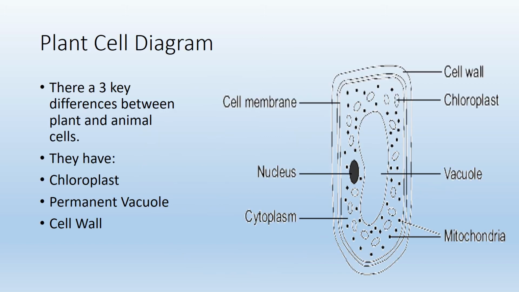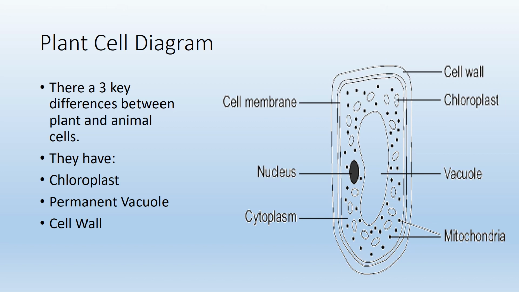The next type of cell that you need to know about is plant cells. Now, the biggest organisms that you will see, the biggest living things, will either be an animal or a plant. Sometimes you might see fungi, but they're different. It's very similar to an animal cell. There are three key differences, though, three extra parts to a plant cell that an animal does not have. They are called chloroplasts, the permanent vacuole, and the cell wall.